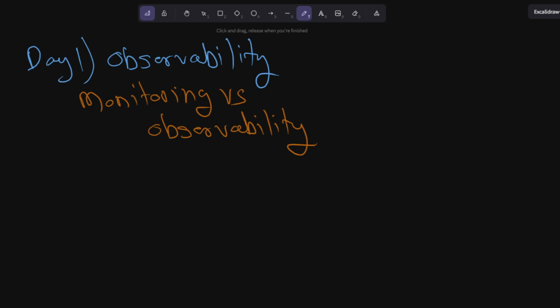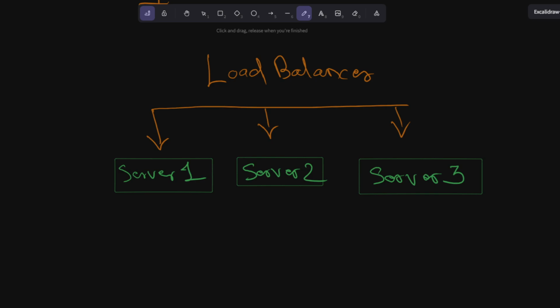Let me quickly draw a diagram and come back. So consider we have a scenario where there's a load balancer, and behind the load balancer there are three servers, 1, 2, and 3, where an application is running. So we get an alert which says CPU is greater than 95% on server 1.